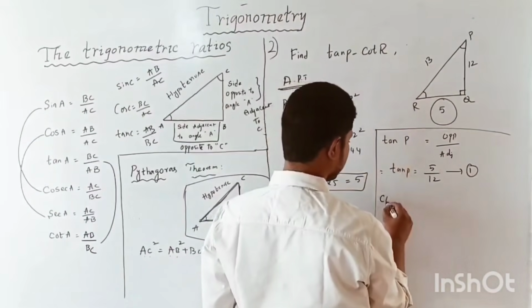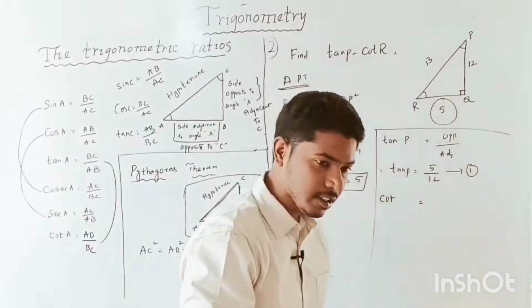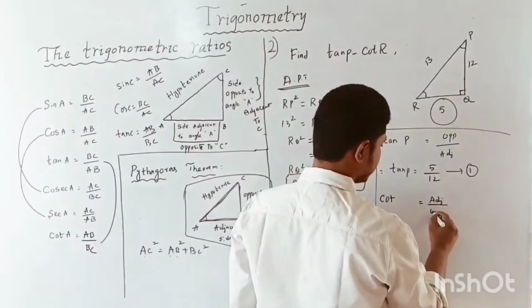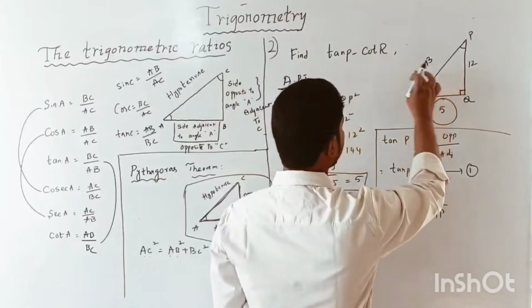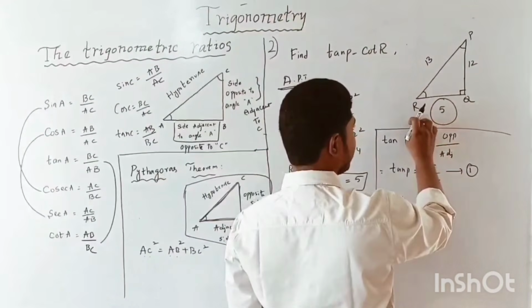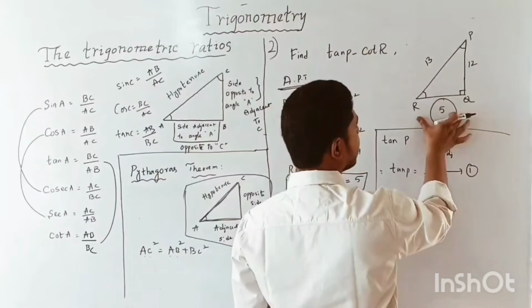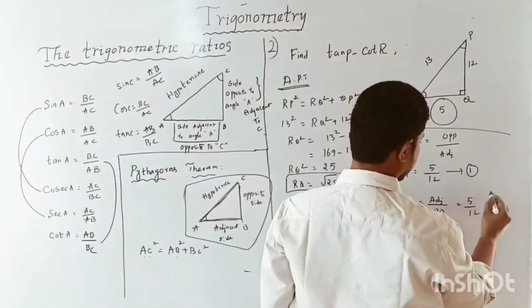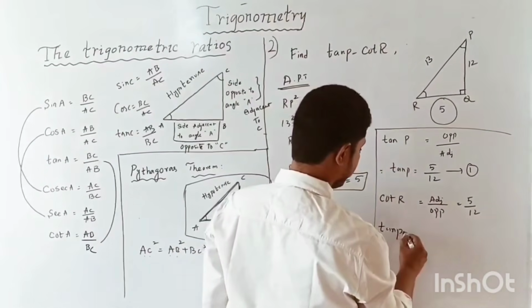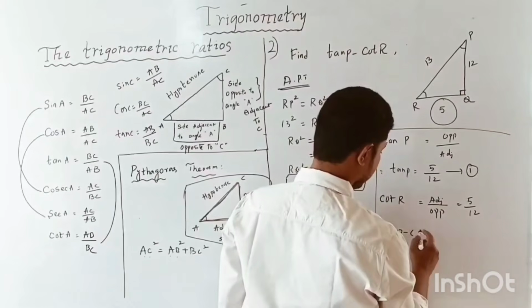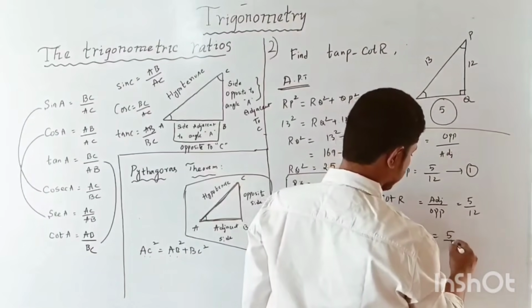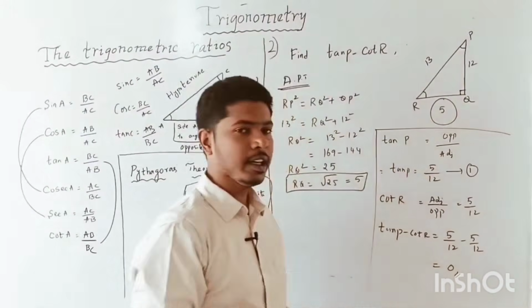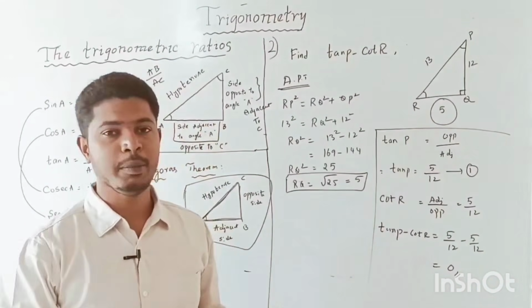Then what we have to find? We have to find cot. What is the formula of cot? Adjacent by opposite. For what angle? For angle R. For angle R, what is adjacent? This is the adjacent. What is the opposite? This is the opposite. That is equal to 5 by 12. Now, tan P minus cot R is equal to 5 by 12 minus 5 by 12, which is equal to 0. 0 is the required answer for question number 2 in the 8.1 exercise.